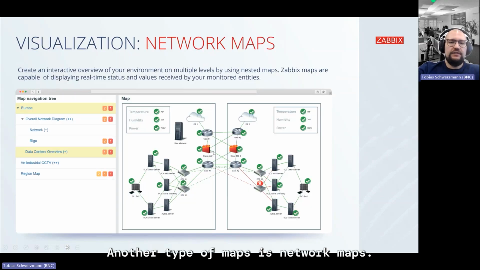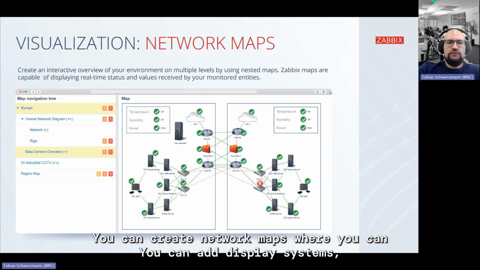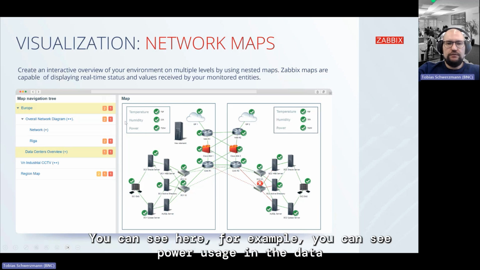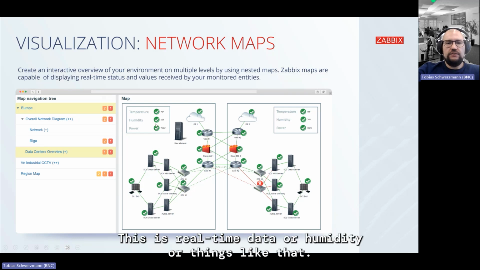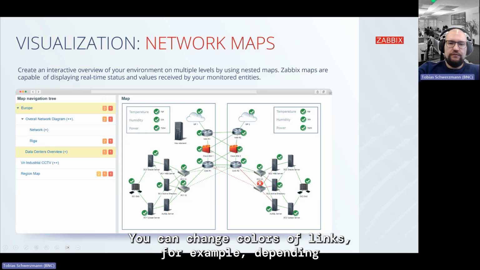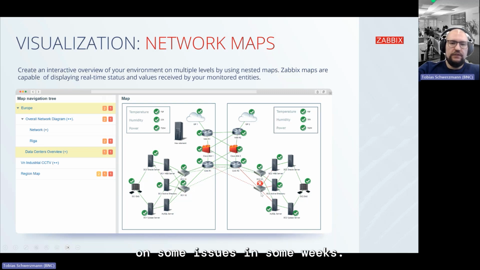Another type of map is network maps. So you can create network maps where you can display systems, you can add links between systems, you can add real-time data. So you can see here, for example, power usage in the data center. For example, this is real-time data, or humidity or things like that. You can change colors of links, for example, depending on some issues in Zabbix. You can have nested maps. There's lots of options here as well.